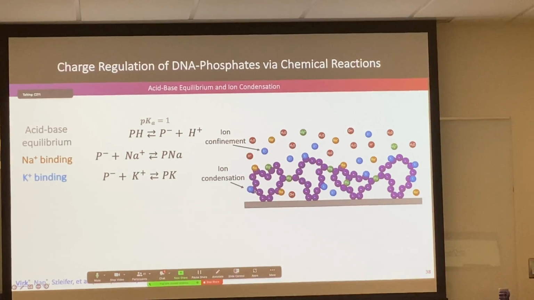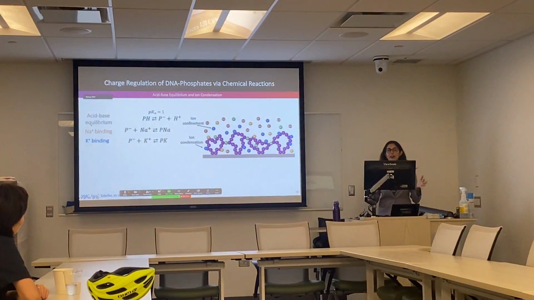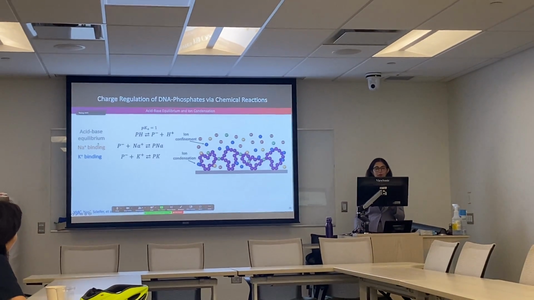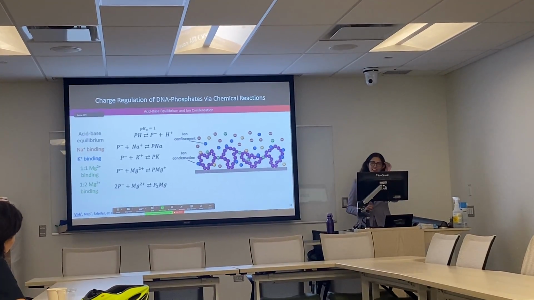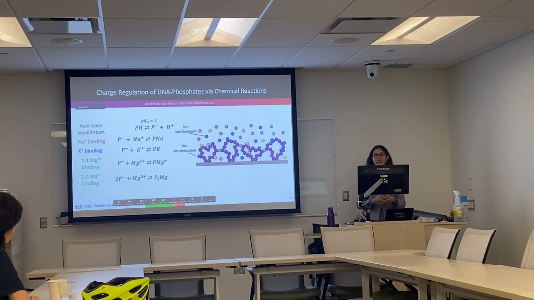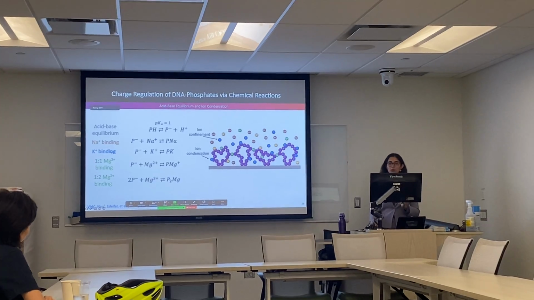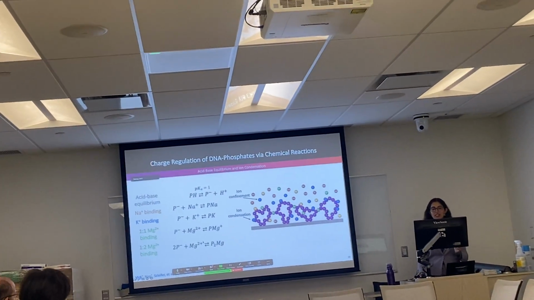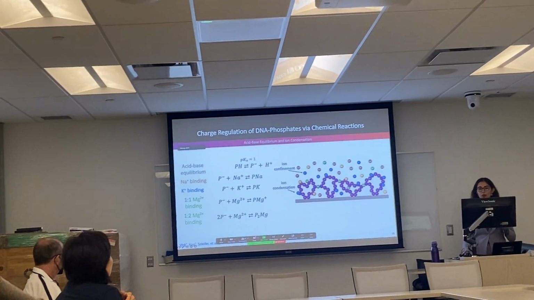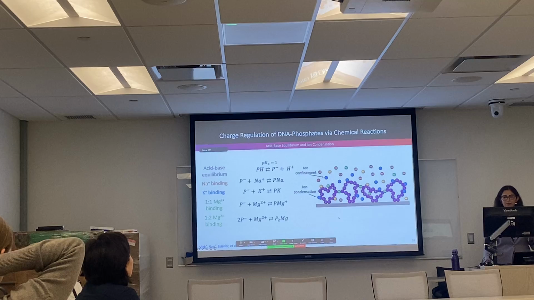Explicitly, we consider the binding of the two physiologically most prevalent monovalent cations in the cell, sodium and potassium. In addition, we consider magnesium, which is the most prevalent multivalent cation, and this can occur through both one-to-one binding, as well as this ion bridging reaction that occurs between two phosphates and one magnesium to form bridges, as you can see here, either within the same loop or between loops.